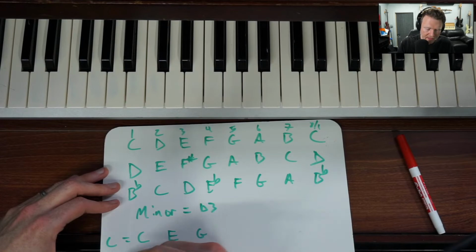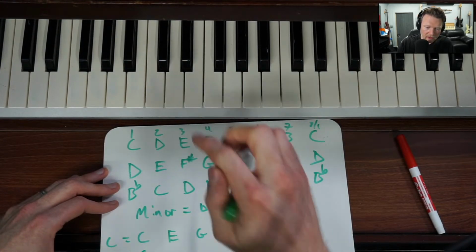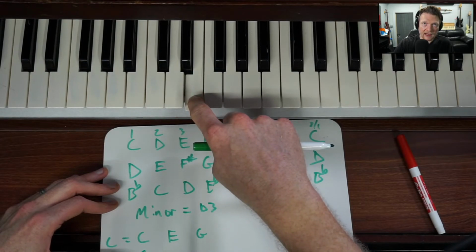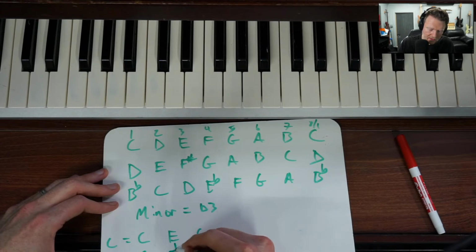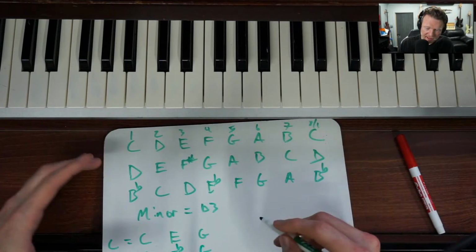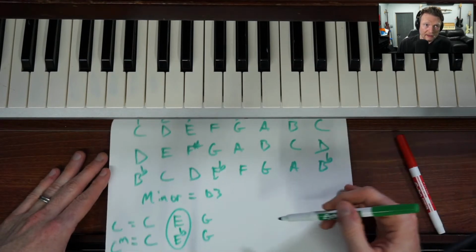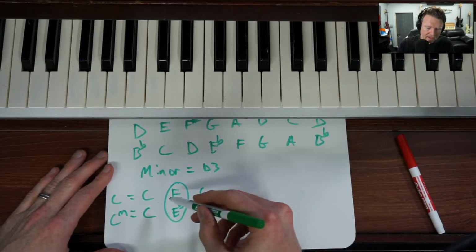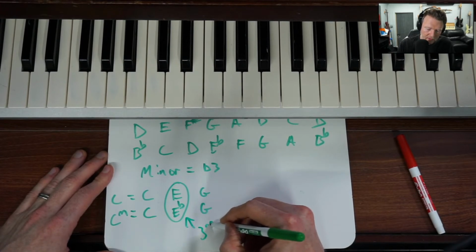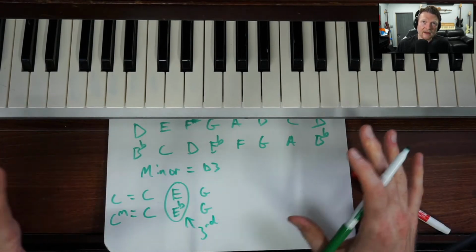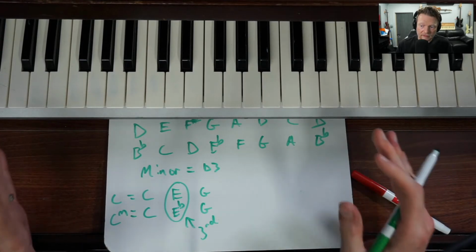But the C minor is going to be C and then flat the third. So here's our E. We're going to go down a half step to E flat. Okay. And then G, just like that. So basically the only difference is right here, the third is flat. The third is the main difference between major and minor. That's it right there. The third.